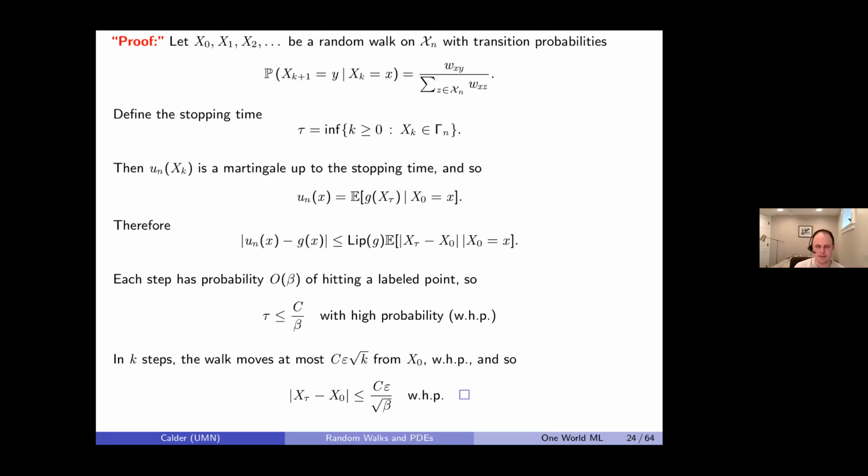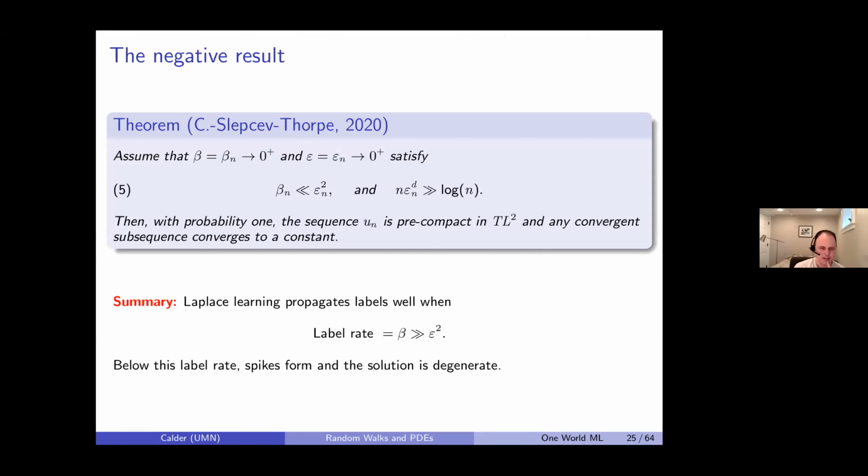Okay, so it's a very nice soft proof. It doesn't require a lot of hard analysis, but gives you the right kind of scaling. We have the negative version of this result too, which says that if I take a sequence of problems with label rates going to 0 faster than epsilon squared, then everything is degenerate, and if there's a convergent subsequence, it converges to a constant, and so you have these spikes forming. So this is a very sharp label rate restriction. You can't violate this and control these spikes.